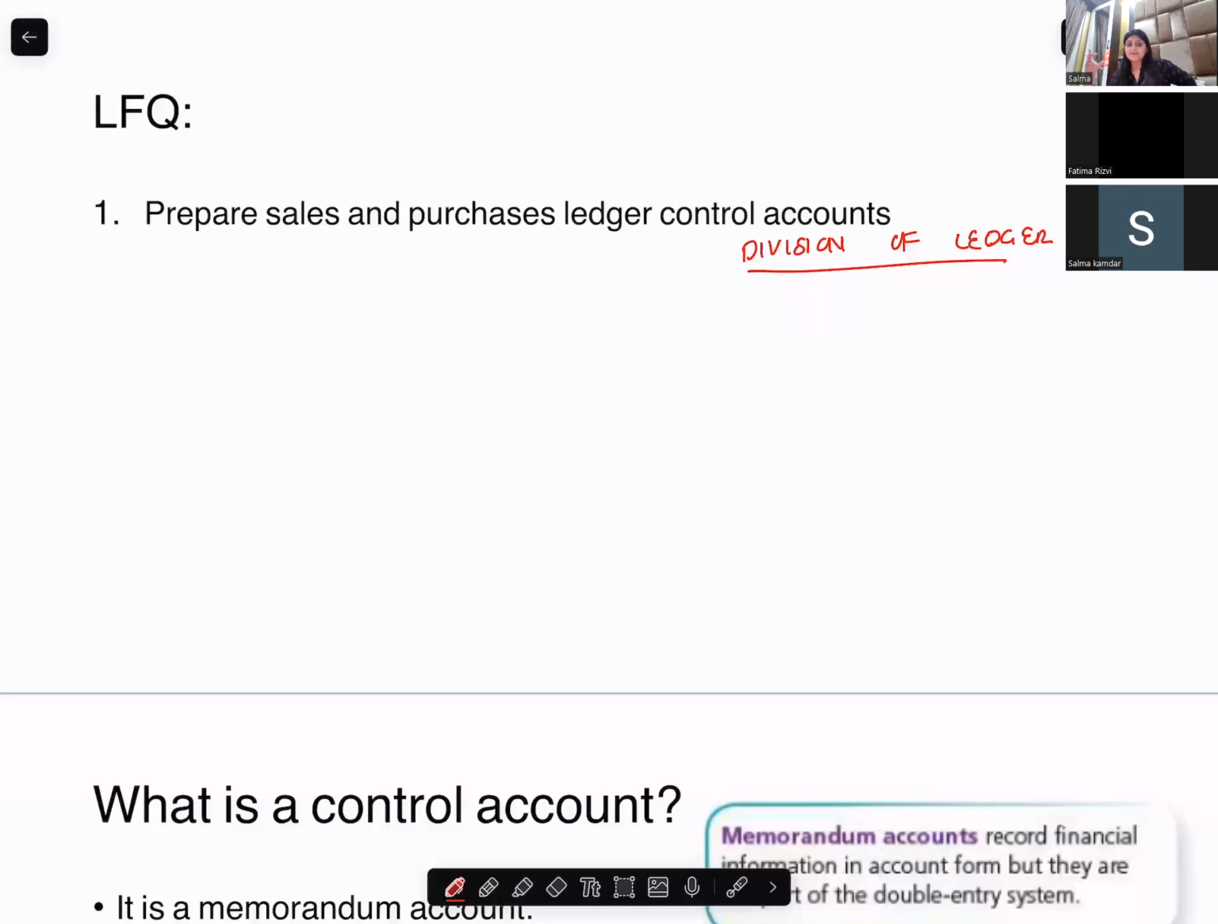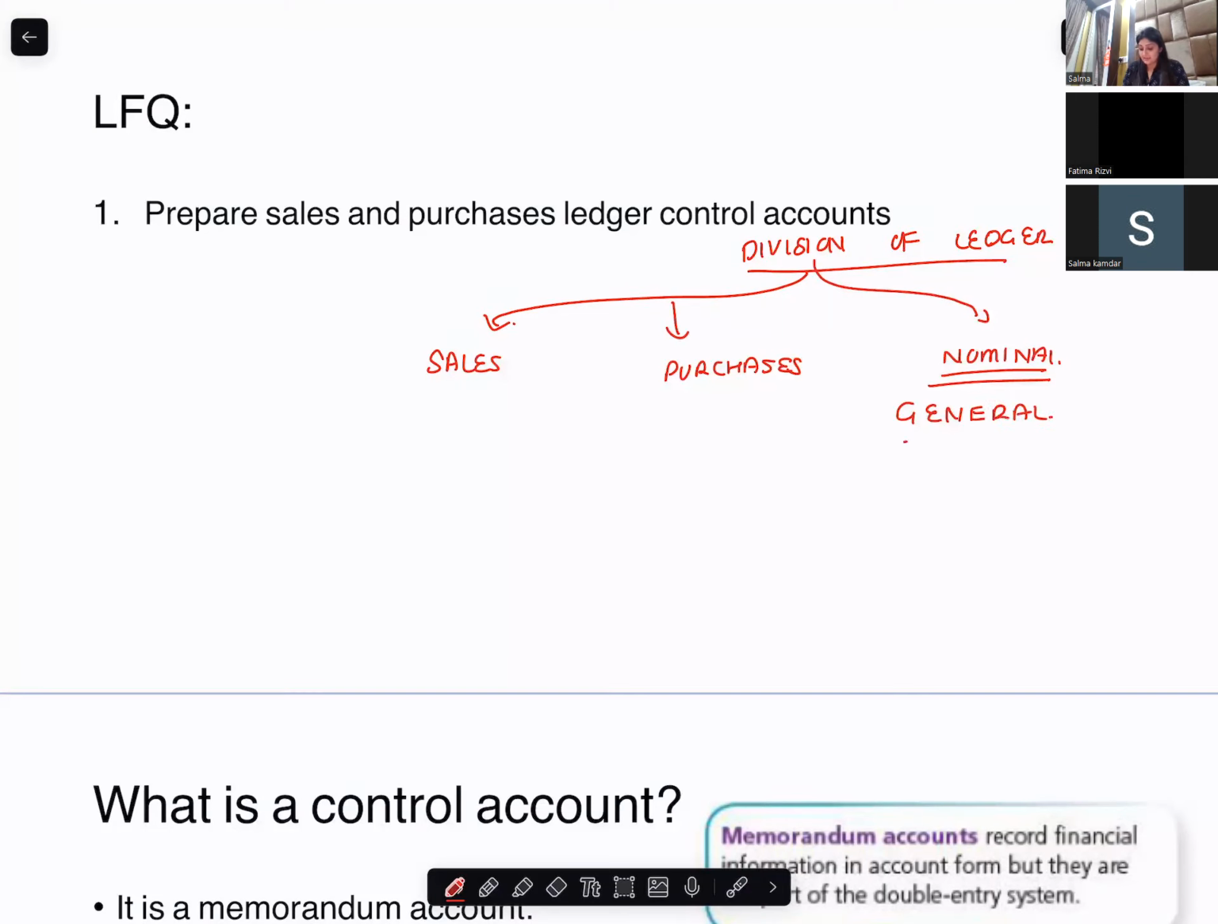Do you know how many types of ledgers we have? 4. Sales ledger, purchases ledger, and nominal ledger, and I think cash book. Okay, fine. Cash book is a journal as well as a ledger. Nominal ledger is also called which ledger? General ledger. Okay.